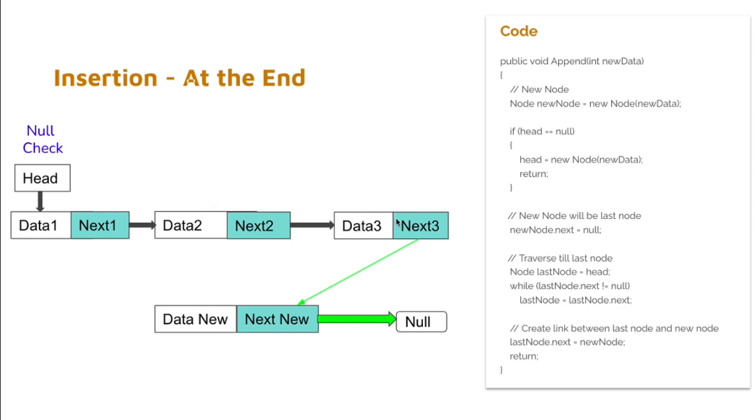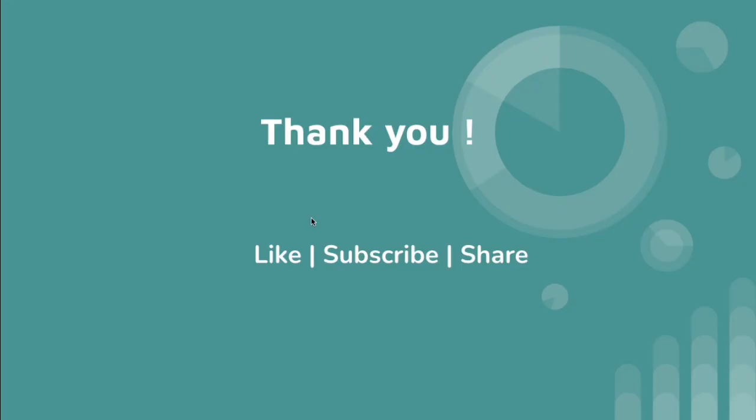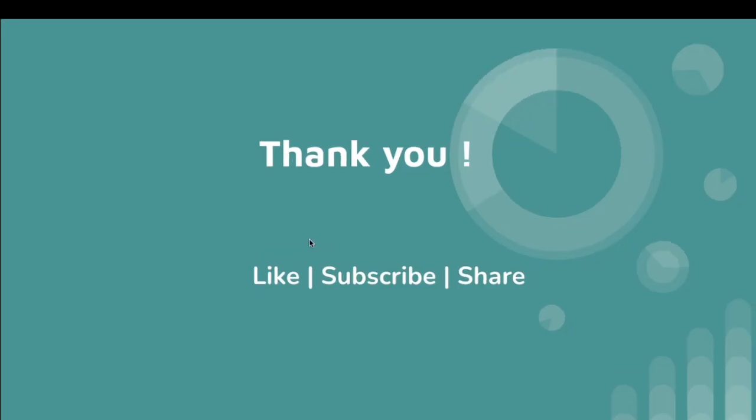Wherever it finds the next value is null, we get the last node information. And when we get the last node, we can create this link: lastNode dot next equal to new node. Then this link will be created. So that's how we can insert any element at the end. I hope you understood the concept of insertion in a linked list, and how we can insert any element at the front, at the middle, or at the end.